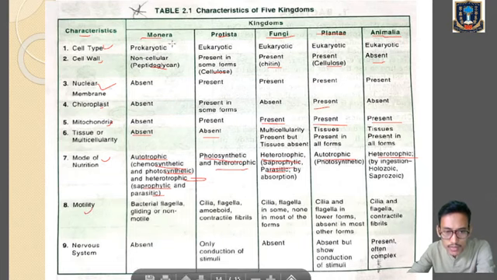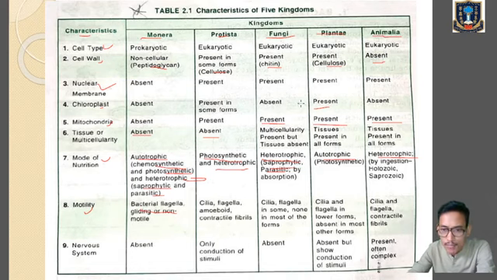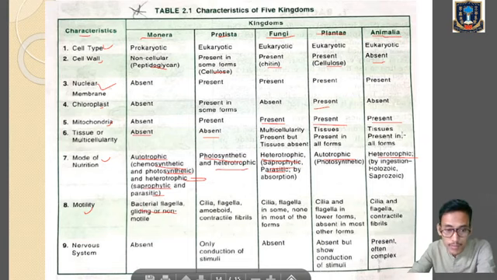Motility: Monera are bacteria, with flagella, gliding or non-motile. Protista: cilia, flagella, amoeboid, and contractile fibrils help in motility. Fungi: cilia and flagella help in motility. Plantae: cilia and flagella in lower forms, absent in most other forms. That means in higher forms we don't find motility in plants. In animals we find cilia, flagella and contractile fibrils. Nervous system in Monera is absent. In Protista, only conduction of stimuli. In fungi it is absent. In Plantae, absent but they show conduction of stimuli, and in Animalia it is present, often complex.